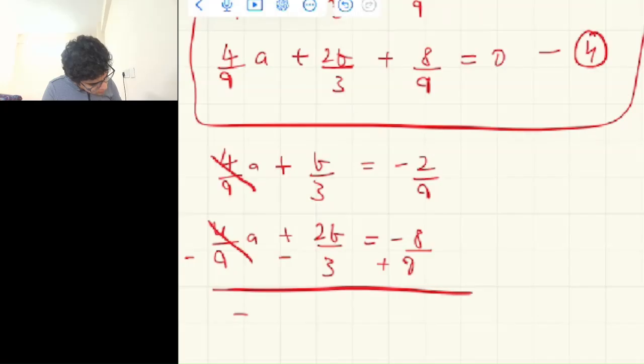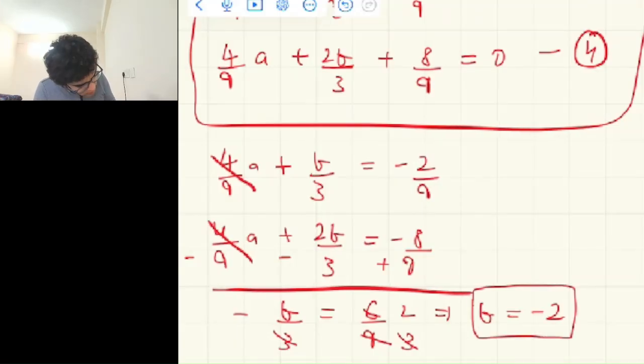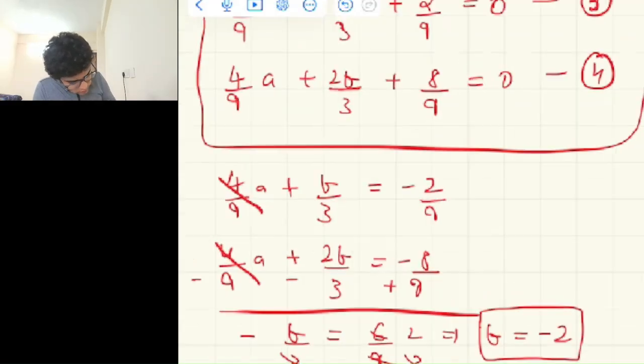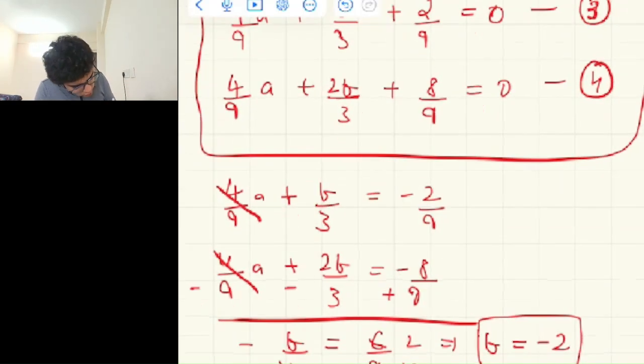I'll be getting minus b by 3 equals 8 minus 2, 6 by 9. 3 and 3 gets cancelled, 3 cancels 2 away. I'll be getting b as minus 2. Now, similarly, I'll be putting this in the third equation, which is actually the first equation. Transforming the first equation gives me the third equation. So I'll be utilizing this equation.